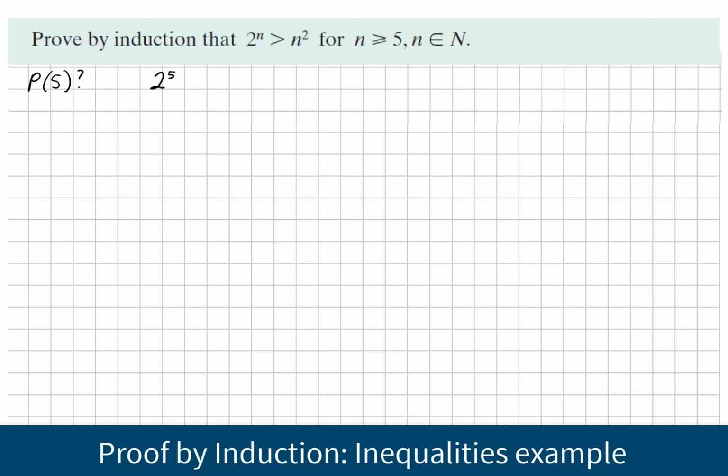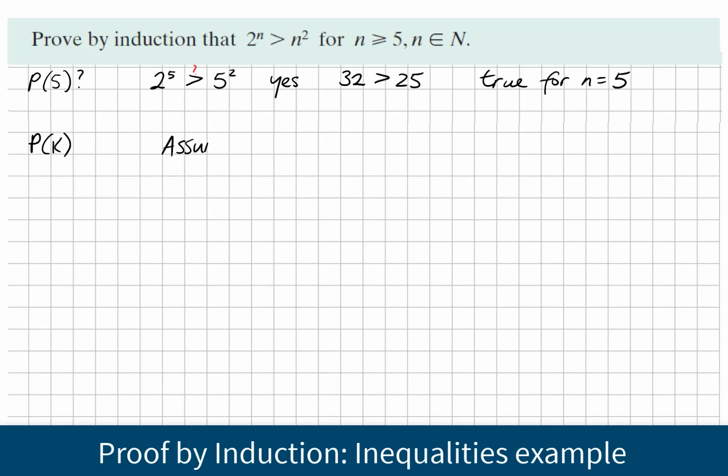So the first step in proof by induction that we do here is we input some value for n, usually the smallest value of n possible, and here we're told that's n is equal to 5. And when we sub that in, we see, yes, it does work, that 32 is greater than 25. So it's true when n is equal to 5.